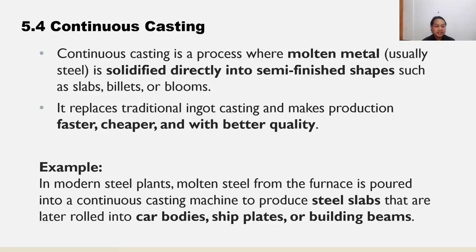The example is in modern steel plants, where molten steel from the furnace is poured into a continuous casting machine to produce steel slabs that are later rolled into car bodies, ship plates, or building beams.